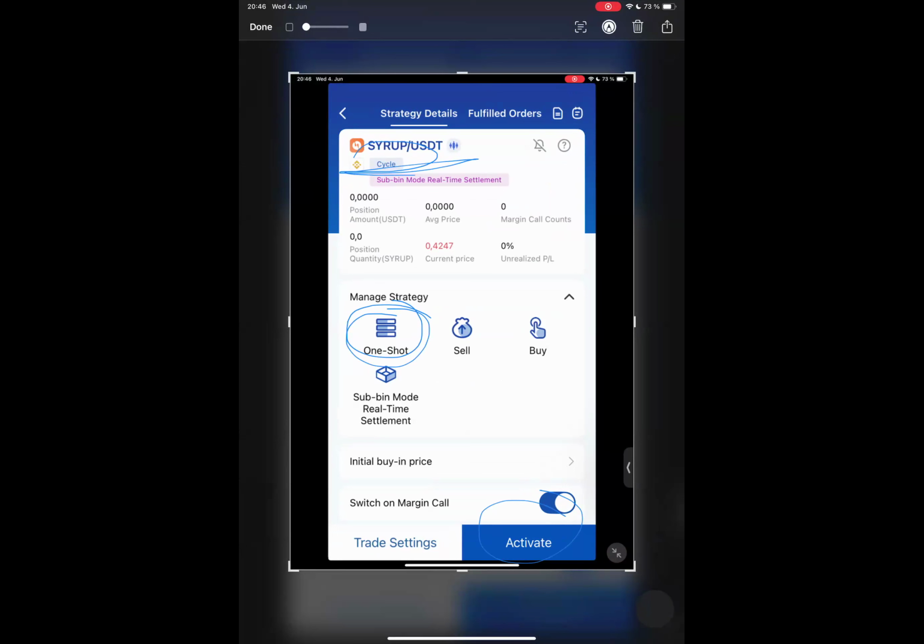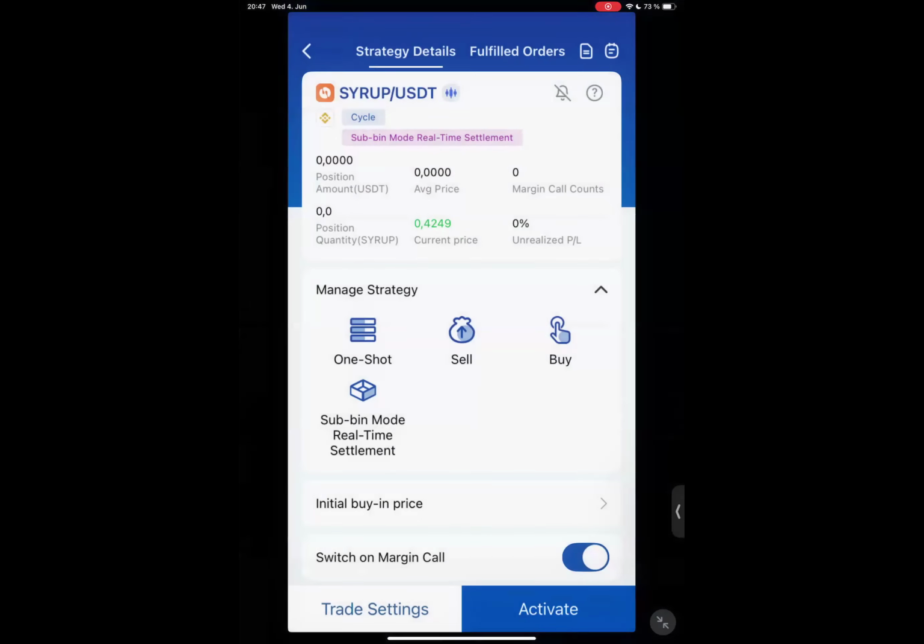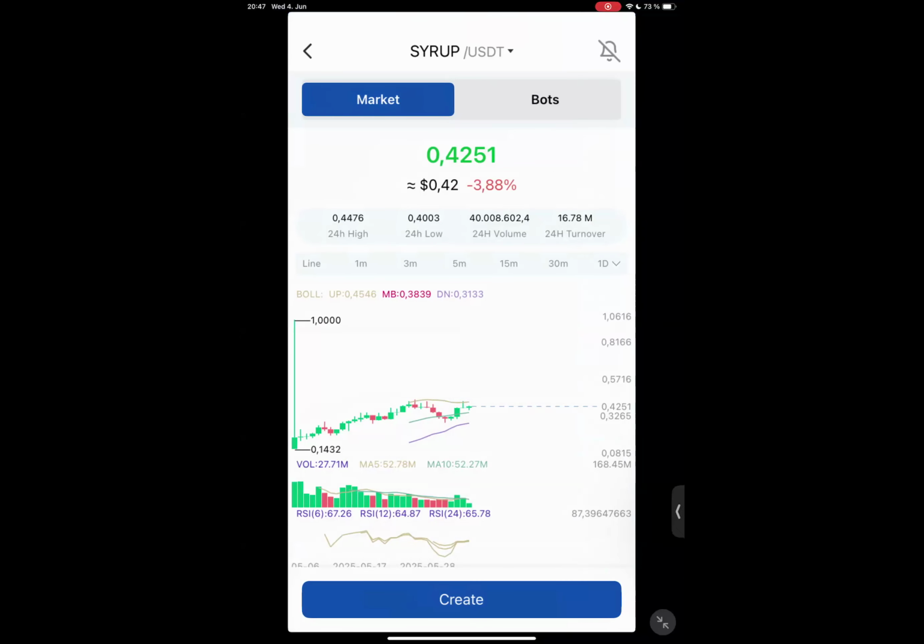Okay. But if you are seeing your trade is on cycle, what it means is after it has sold off everything completely, it's going to rebuy the same coin. Okay. I hope that is very clear, crystal clear.